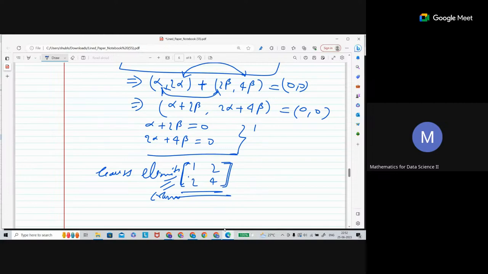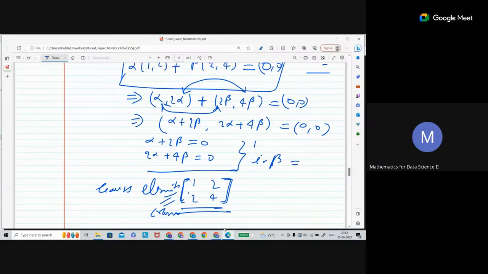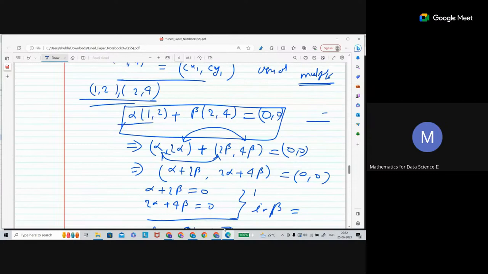Now if this system has infinitely many solutions, what it means is that alpha and beta are not exactly 0, it does not have a unique solution. If you solve and you get alpha equal to 0 and beta equal to 0, in that case you will say that these vectors are independent. Otherwise, if alpha or beta, any one of them is non-zero, then you will say dependent. These two vectors are dependent. That's the definition.